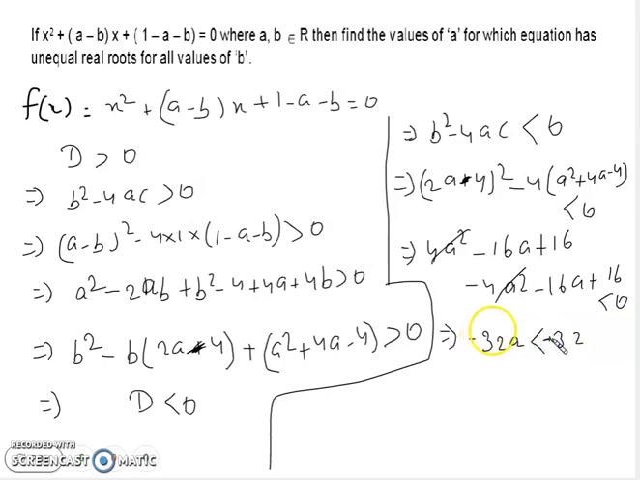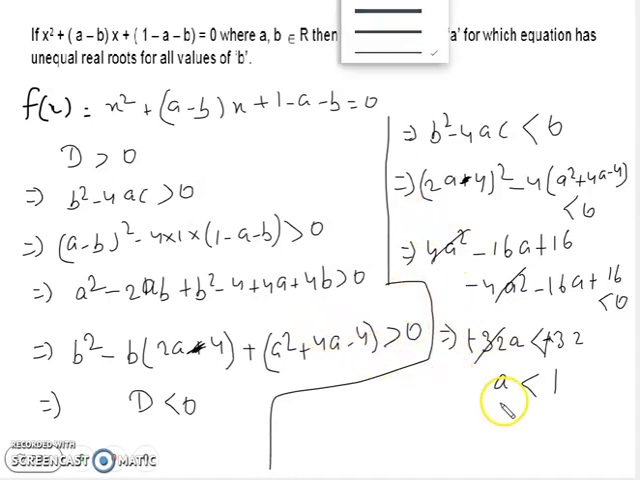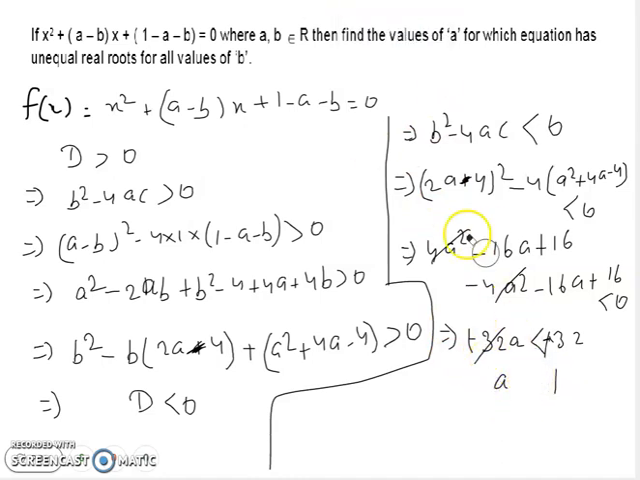After dividing, you will get a is less than 1. It will be the correct answer, guys. But since we are dividing by a negative number, the sign changes, so we write a is greater than 1. So it will be the correct answer, guys. Thank you.